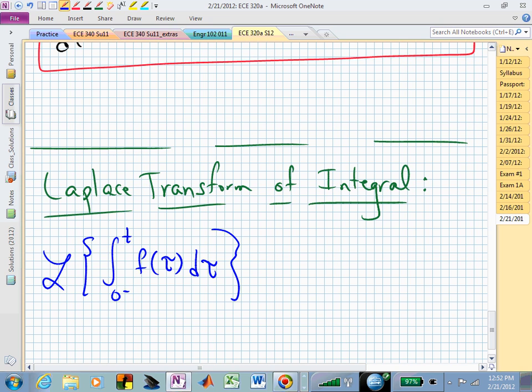So let's see if we can actually show that. Here we want to now take this integral from 0 minus to infinity. This is our Laplace transform integral. And we need to then put into that the term that we wish to Laplace transform, which is this integral from 0 minus to t of f of tau.